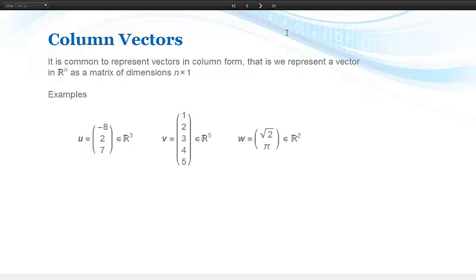Another common way to represent vectors is in column form, essentially as an n by 1 matrix. For example, the vector u written this way as a column vector is the same vector with elements 8, 2, and 7. That's an element of R3, or 3-dimensional space. V is written as a column vector as an element of 5-dimensional space, and for this vector w, notice the elements aren't integers, they're not fractions. The square root of 2 and pi are both irrational, but they're still real numbers. Square root of 2 is a real number, pi is a real number. This is a vector in 2-dimensional space, R2.